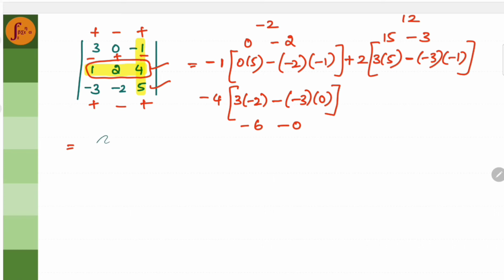Minus 2 into minus 1 is plus 2. Plus 2 into 12 is plus 24. Minus 6 into minus 4 is plus 24. We are getting 50. We got 50 as the determinant value.